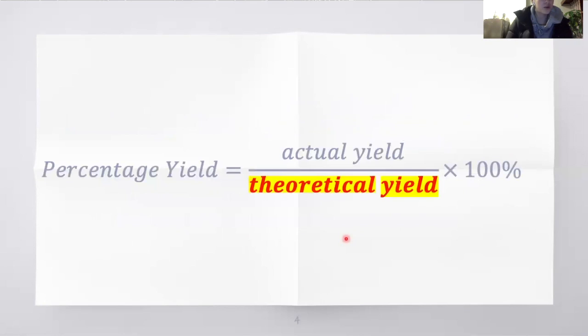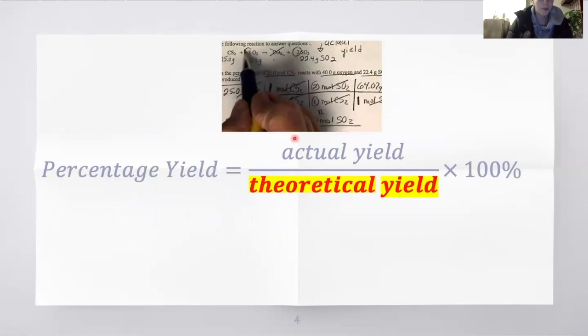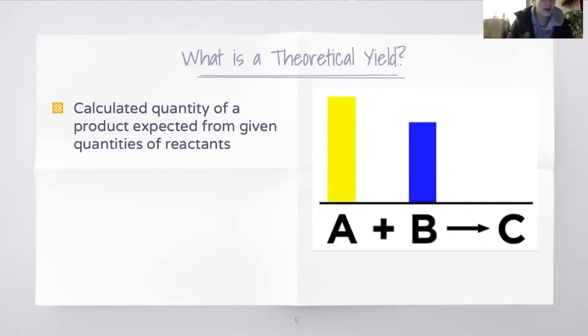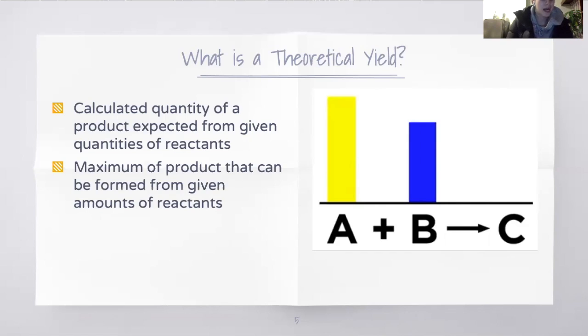Before we move any further, we need to break down the components of the percentage yield and define what the theoretical yield is. As you can probably guess by the meaning of the word theoretical, the theoretical yield is the yield that chemists estimate on paper from a given calculation, and this is done using stoichiometry. In other words, it is the calculated quantity of a product expected from given quantities of reactants. It is the maximum amount of product that can be formed from given amounts of reactants. On paper, it is assumed that every molecule of reactant converts flawlessly into a product.